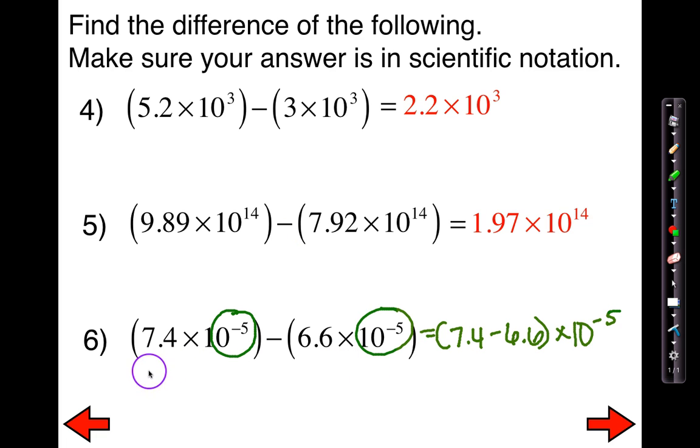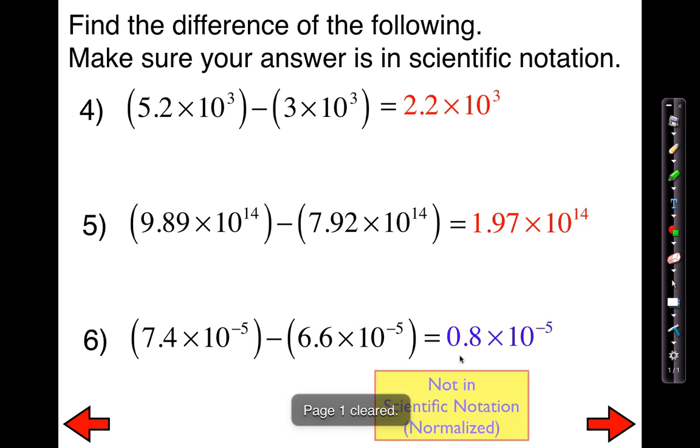I'm going to do some side work. I'm going to do 7.4 minus 6.6. This is going to become 14. Borrowed. 14 minus 6 is 8. Bring that decimal down. 6 minus 6 is 0. So I'm left with 0.8 times 10 to the negative fifth. So real quick, I'm going to check if my coefficient falls within 1 and 10. Unfortunately, it doesn't. It's too small.